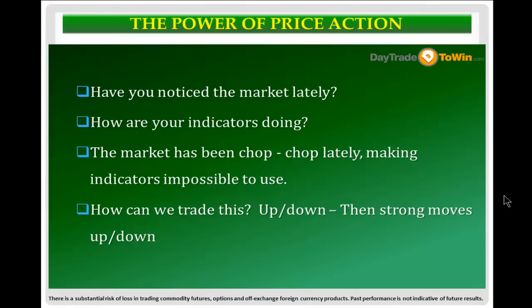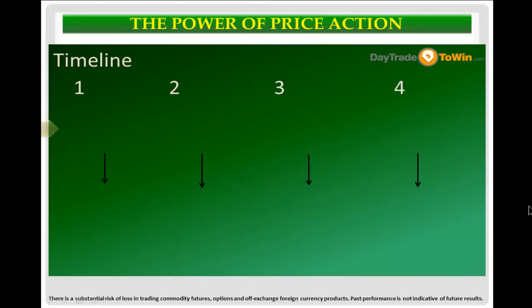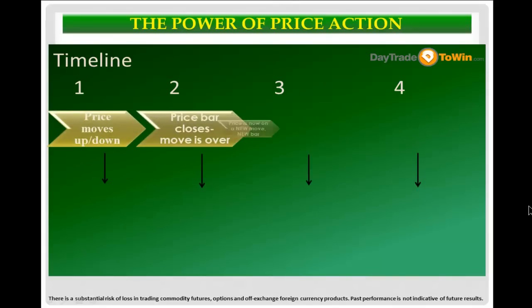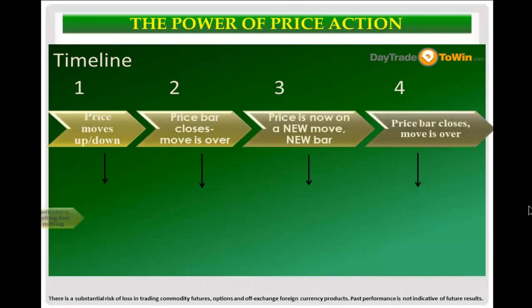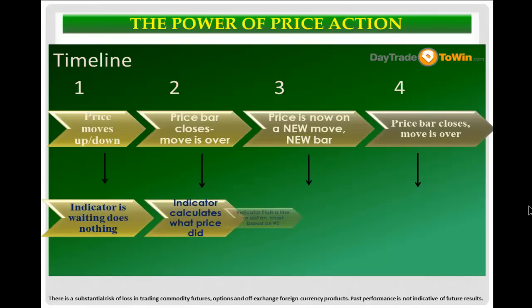Now, have you noticed the market lately? How slow it is? Especially the E-mini S&P. How are most of the indicators doing? I'm going to tell you. They've been chop, right? That whipsaw, making indicators almost impossible to use. So how can we trade this up-down motion where you have a pop, like a strong move, and it just slows down? Let me show you.